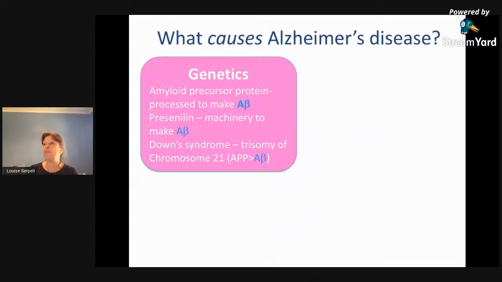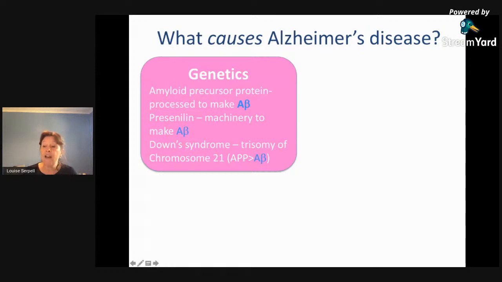So what causes Alzheimer's disease specifically? Well, there are some genetic reasons for people getting Alzheimer's disease, and we can have mutations in the amyloid precursor protein, and this protein is a large transmembrane protein which is processed to make our amyloid-beta peptide. We can also have mutations in two proteins called the presenilins, presenilin 1 and presenilin 2, and these proteins are involved in the machinery that actually generates A-beta from the amyloid precursor protein.